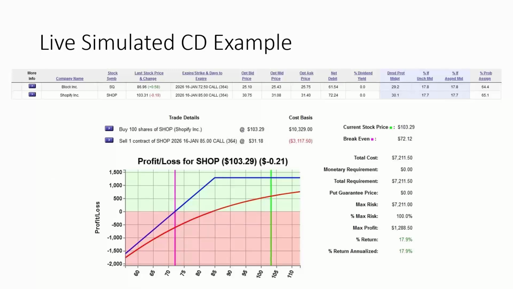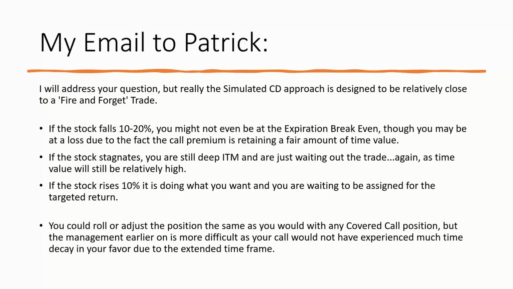That's what the simulated CD is. That's why we kind of mention its potential to be one of those fire and forget trades. 30% downside protection, potential for almost an 18% return in 365 days. Don't even have to really watch it unless the stock does fall 20, 25, maybe 30%, anywhere between now and January of 2026. But of course, you could always manage it in between, depending on what happens.